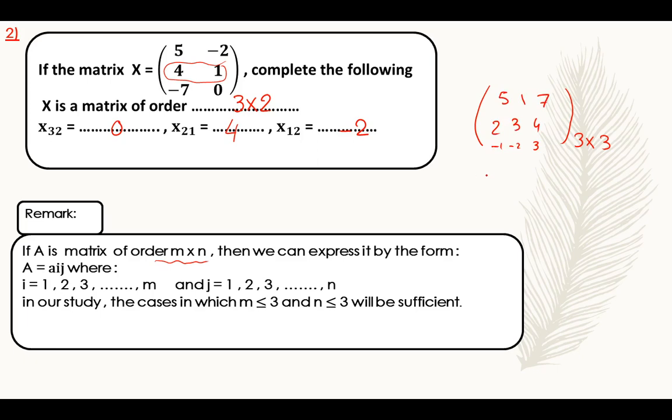And we will deal with matrices smaller than 3 times 3, such as 2, 1, 5, 3. This is a square matrix of order 2 times 2. So the number of rows will be less than or equal to 3, and the number of columns also will be smaller than or equal to 3. Okay, let's go to another idea.